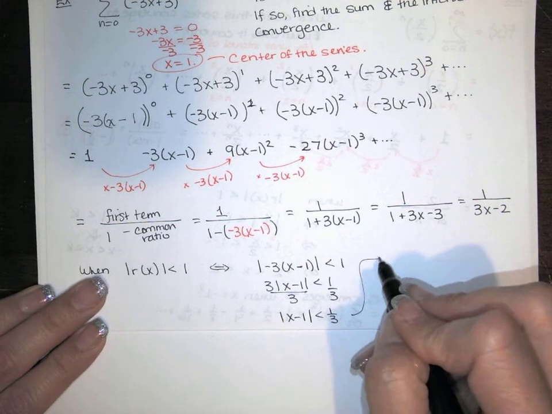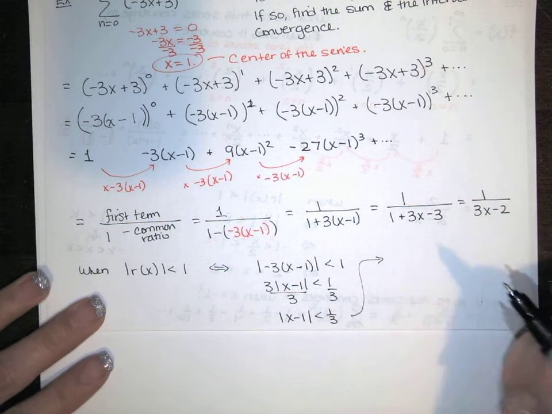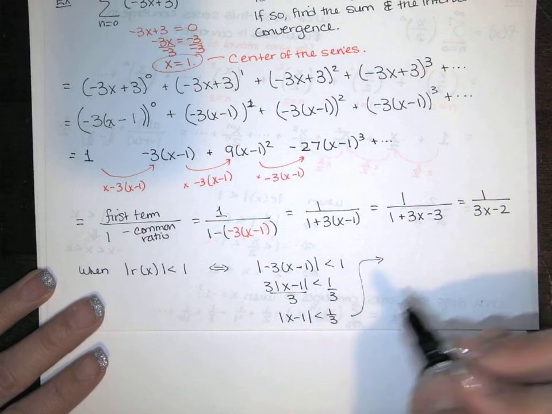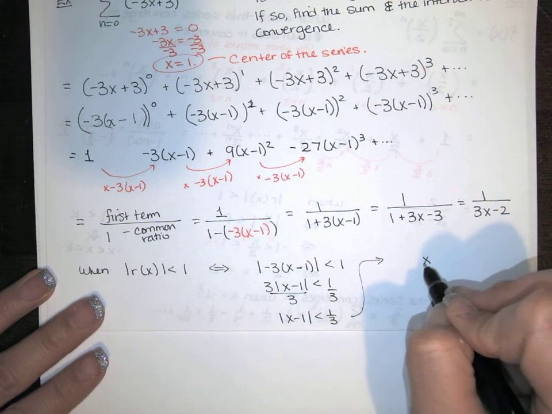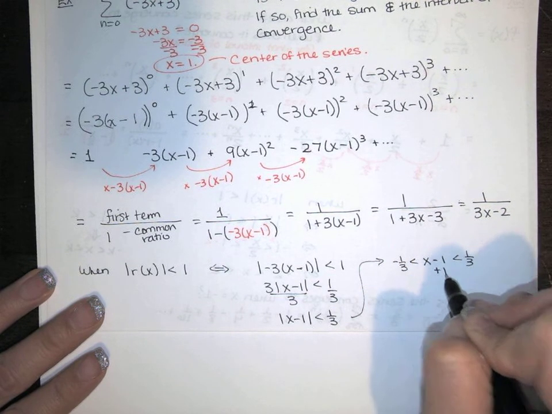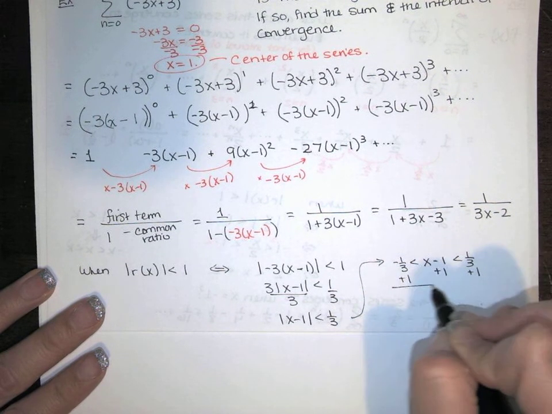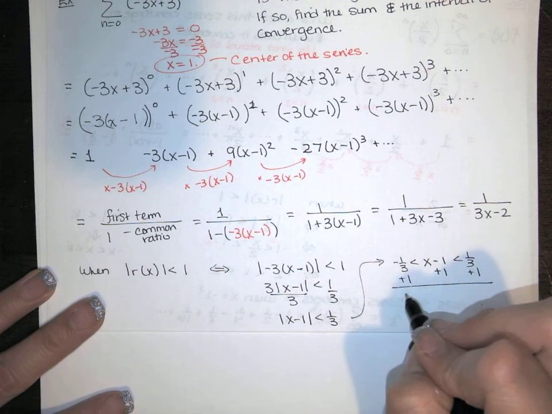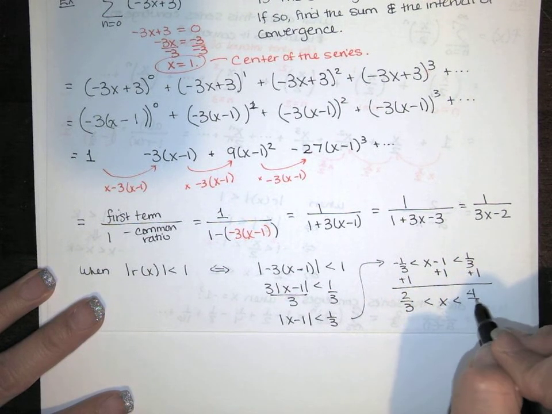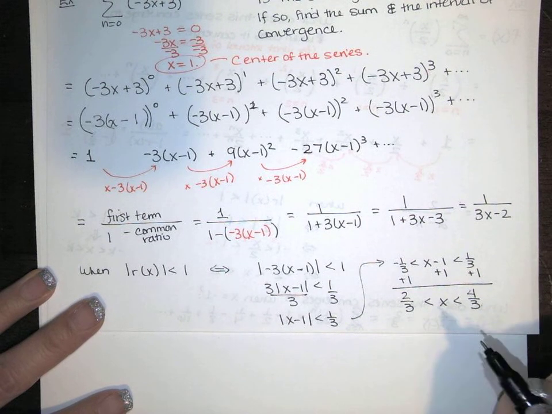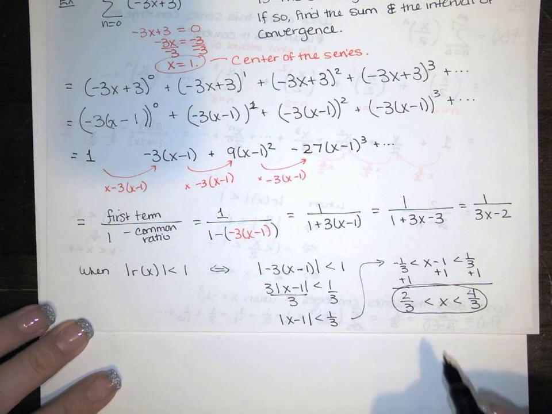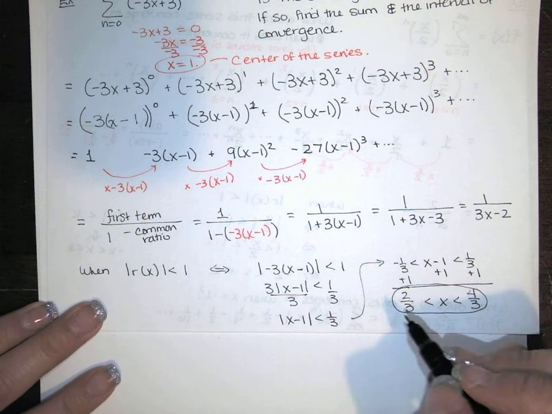Now that expression in the absolute value bars, if that absolute value is less than 1/3, that means that the expression inside has to be between negative 1/3 and positive 1/3. So we'll add 1 to all three parts. Negative 1/3 plus 1 is 2/3, and 1/3 plus 1 is 4/3. Okay, so that is the interval where the series converges. That's called the interval of convergence of the series.